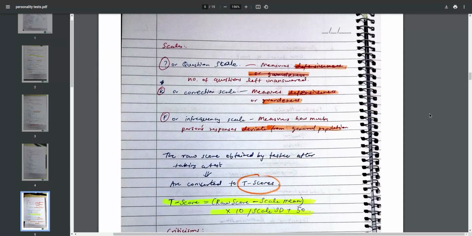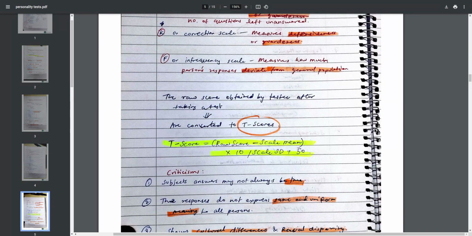Then scales. So they've already tested all the clinical areas. Let's see how it is scaled and scored. The question scale, or the question mark, measures the number of questions that were left unanswered. Then the K or correction scale measures defensiveness or guardedness. Like certain areas of their thinking they don't want to show to the world, so they are very defensive and guarded. Then the F or infrequency scale measures how much the person's answers deviate from the general population, how much they are different from the answers of other people.